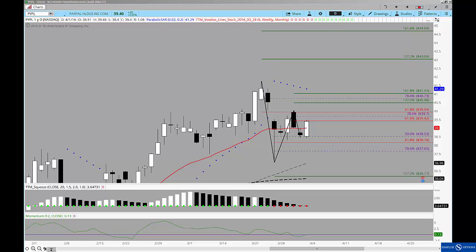I'm looking for a little bit better confirmation, and what I'll use is a shift of the parabolic SAR, and then also a shift in the momentum of the squeeze. Those are the two main things I'm looking at, but just a really nice respect of three 618 retracements, and something that I think is worth incorporating in your analysis as you try to perfect your entries and exits.